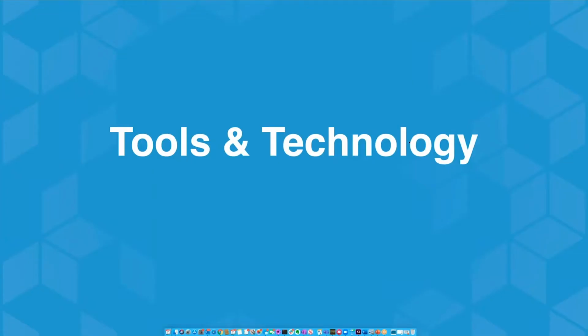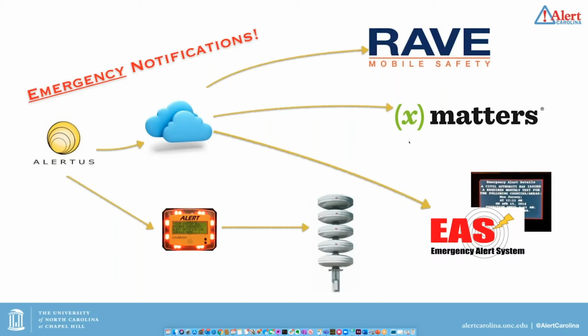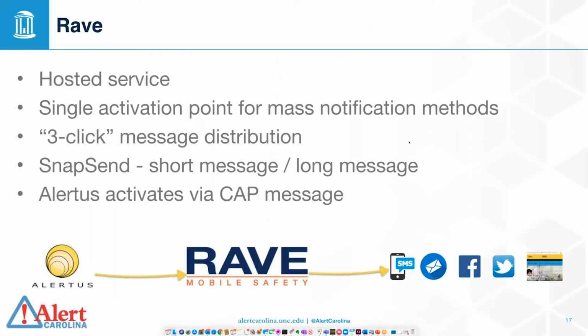So digging in a little bit about the tools and technology behind our system. Using Alertus as our primary activation point, that kicks off the various downstream partners that make up the Alert Carolina emergency notification system. Using the Alertus hardware button, of course, we then activate Alertus's beacons that are spread in a small number of our locations across campus. And that in turn, in parallel, activates the Federal Signal outdoor warning sirens. In addition, we kick a notification to our EAS, as I mentioned, and then those other 2 notifications off to XMatters and to Rave. All of those via either CAP integrations or other similar API integration methods.